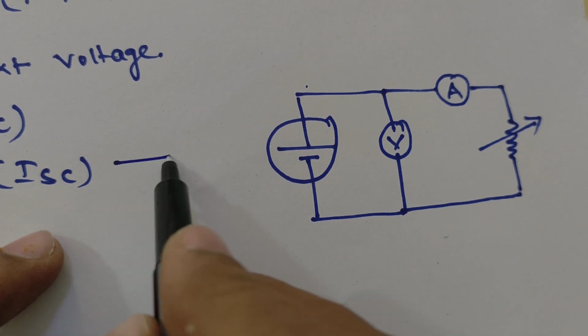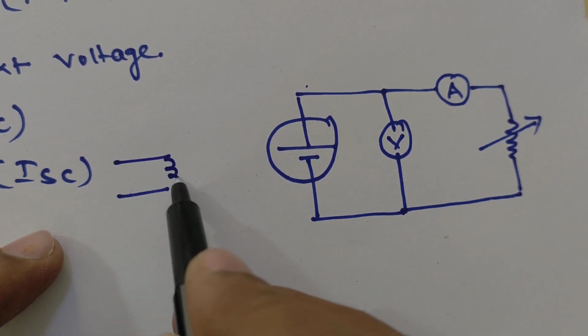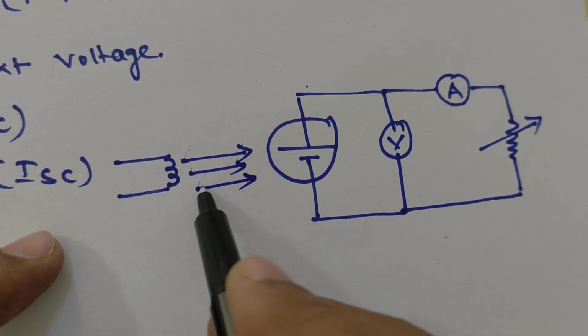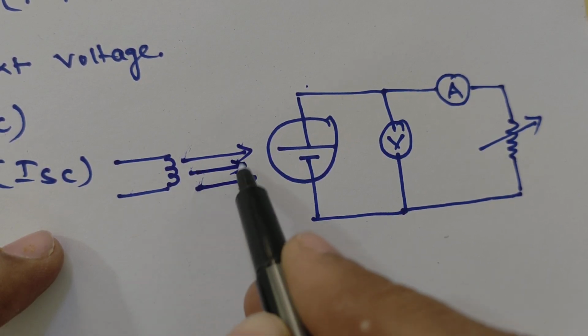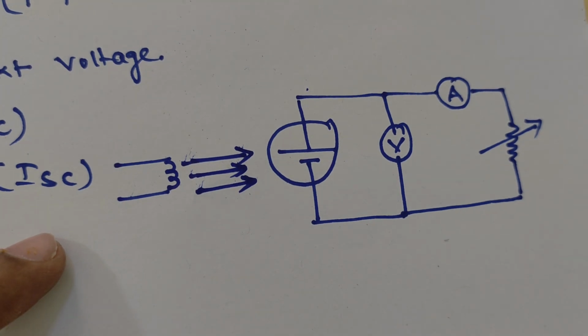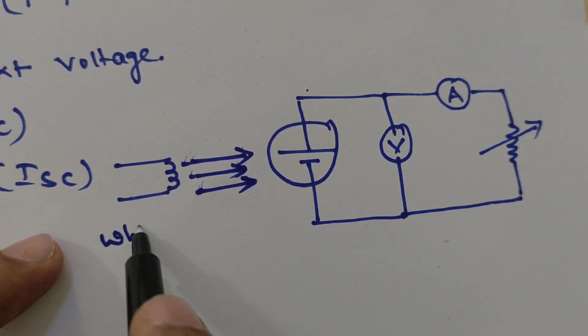There is a light, and this solar cell is illuminated by the light, that is, light falls on the solar cell. Here we take it as white light.